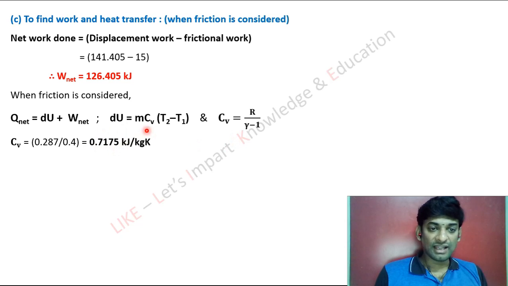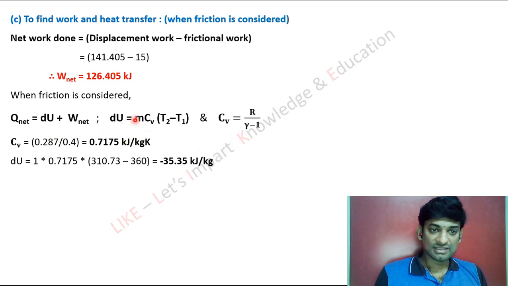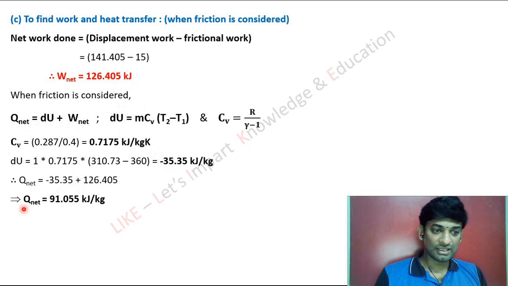Substitute CV here. Look at this. dU is equal to m times CV, which is nothing but 0.7175, into (T2 minus T1). Everything is a known value, so from this you can calculate dU. Now you have calculated dU, so from this you can calculate Q net. That is, Q net, the net heat transfer, is equal to dU, which we have calculated, plus W, which we have already calculated. Substitute both the values, and you will get Q net.